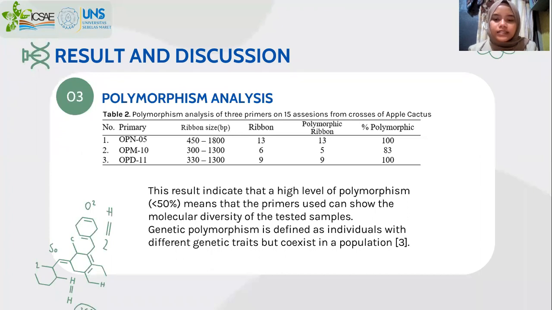Polymorphism analysis as shown on table 2, the total number of bands generated from 3 primers used is 28 bands with size ranging from 300 base pair to 1,800 base pairs. The 100% polymorphism percentage belonged to the OPN5 and OPD11 primers, while the 83% polymorphism percentage was found in the OPM10 primer. The result of a high percentage of polymorphism indicated that the 3 primers were suitable to be used as markers in the genetic diversity of apple cactus.